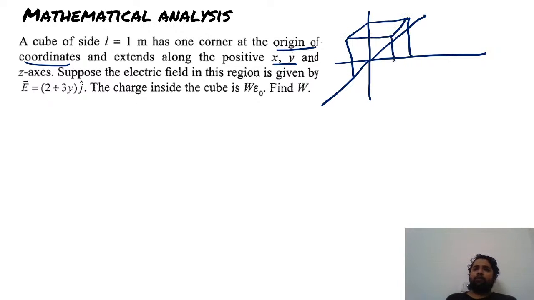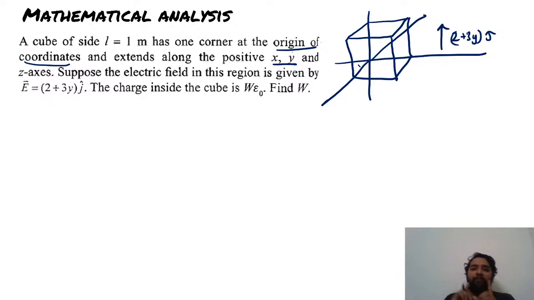So this is a wonderful diagram, guys. This is how the cube will look. Every side is 1 meter. Now suppose the electric field inside the region is given by E is equal to (2 plus 3y) j cap. It is only pointing in the j direction, which is upwards. The field is only (2 plus 3y) j cap.